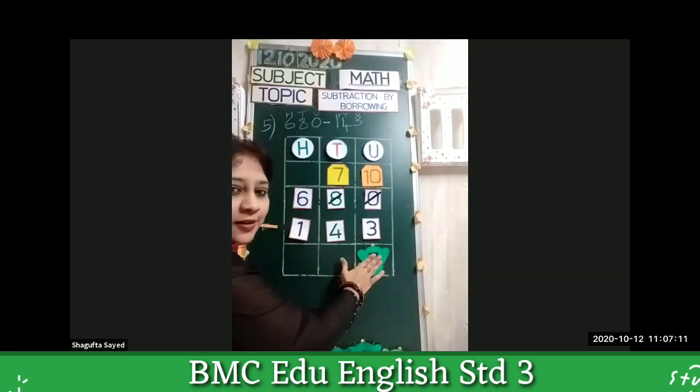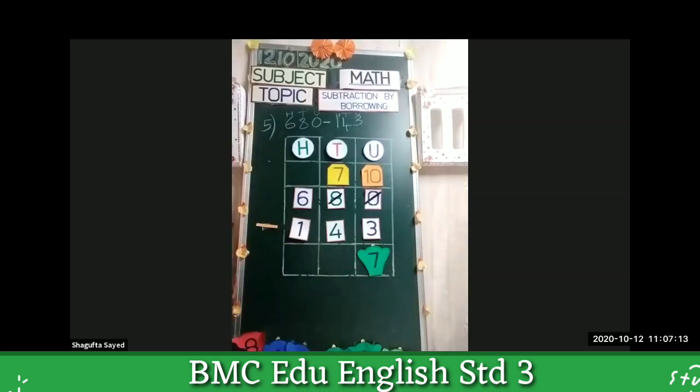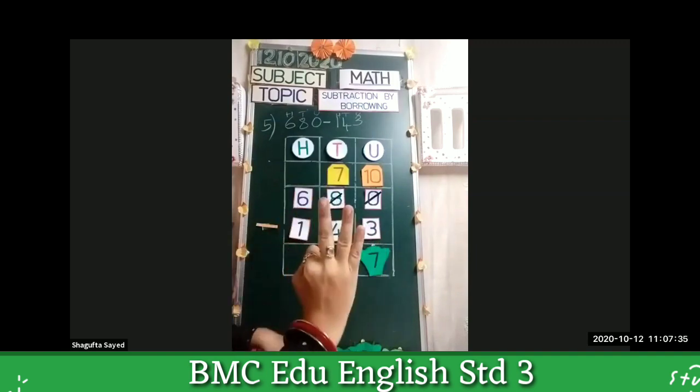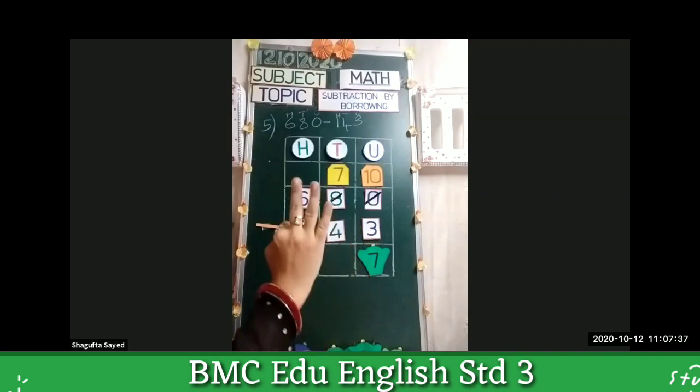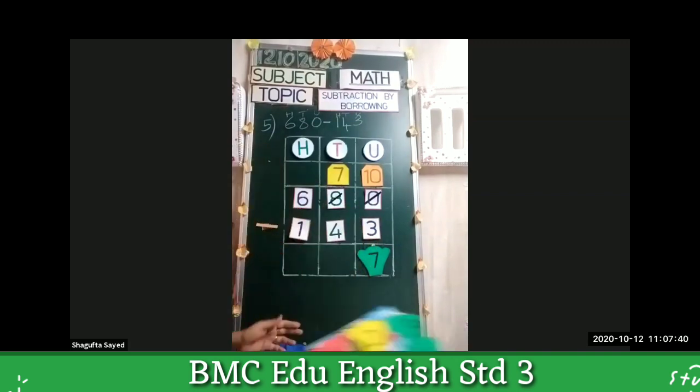That's very good. Now, 7 minus 4. Again, you can count from 5. What comes after 4? 5. We have to count till the bigger number, 7. So 5, 6 and 7. So 7 minus 4 is what? Yes, 7 minus 4 is 3.